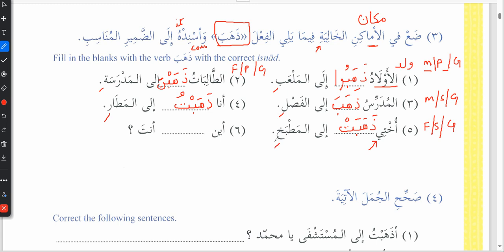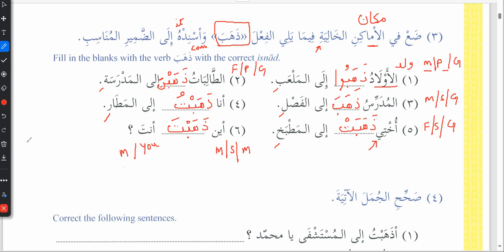Aina anta. So this is a separate pronoun for you and male. So aina, you are going to use the damir from the mukhatib, male singular. So male singular and mukhatib. Aina dhahabta. So this is how you are going to choose the damir with the verb dhahaba.